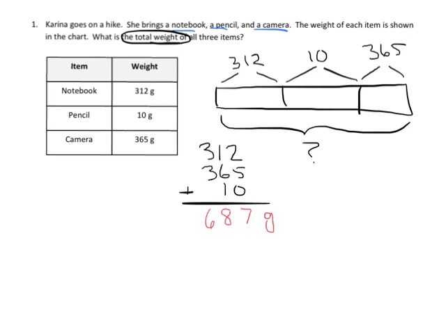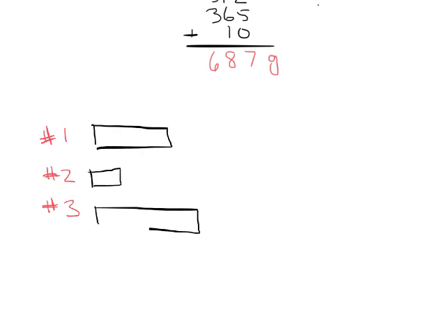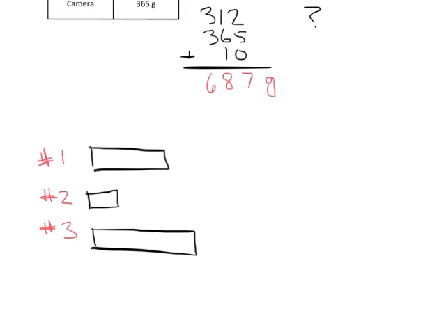Another way they could have drawn their bars is you have three items, and I'm going to put item 1, item 2, and item 3, and I don't remember, notebook, pencil, something or other. And then we would draw their bars like this, and we might make them longer or smaller depending on the numbers. Let's see what the numbers were. This number was 312. This number was 10, and then this number here was 365. And another way of drawing the tape diagram would have looked like this.